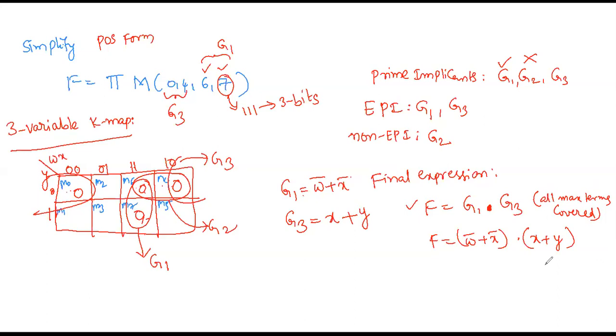Okay. Simplification of POS form is similar to SOP form only, but whatever the differences I discussed, those 5 points will differ. There we write groups with product term. Here we write groups with sum term. And final expression we write there with sum. Here we write as product. Okay. Remaining is same. If you have any doubt, ask me.